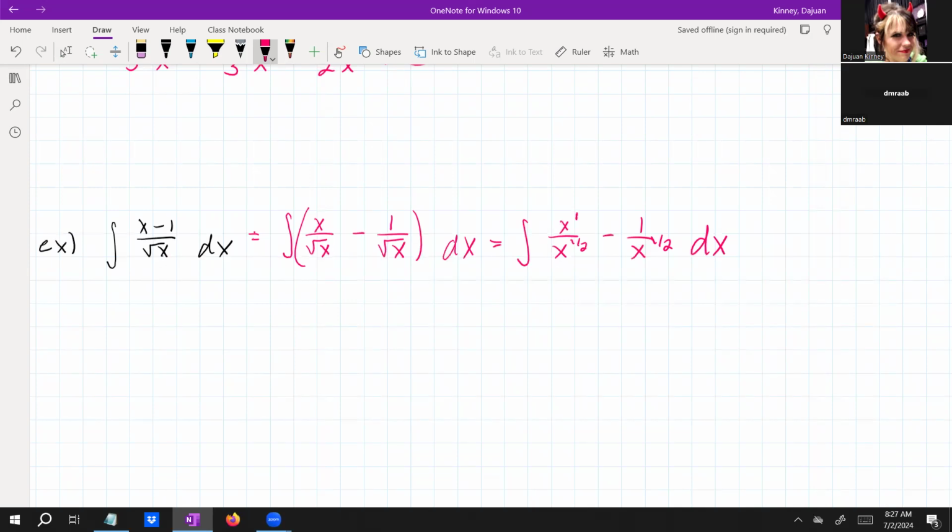So I'm going to clean this up one more step. 1 minus 1/2 gives me x to the 1/2 minus, bring my 1/2 up, I get x to the negative half dx.